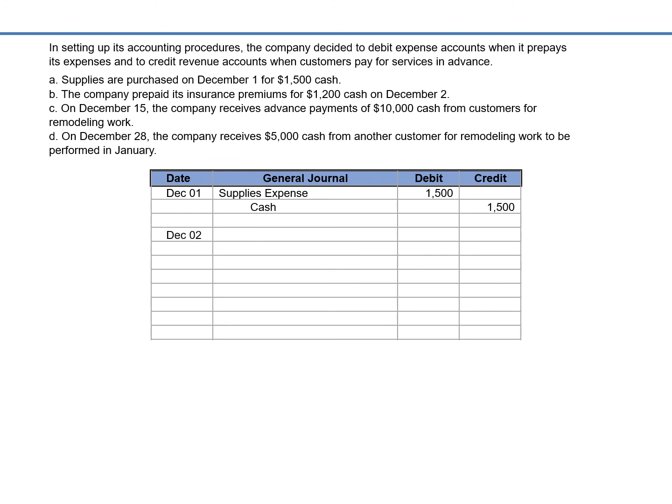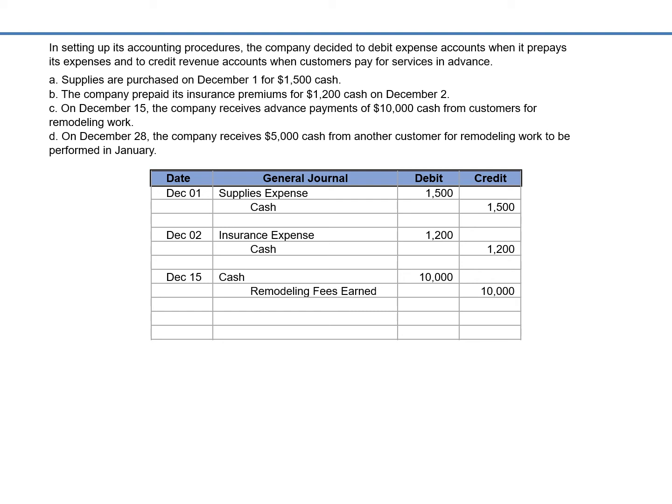And then letter B, company prepaid its insurance premiums for $1,200 cash on December 2nd. So we have insurance expense, we debit expense to increase it, and we have cash, we credit cash to decrease it. Then letter C, on December 15th, the company receives advance payments of $10,000 cash from their customers. So they receive cash. To increase cash, we debit. And normally advance payments would go to unearned revenue account, but they tell us they record it to revenue. So we have remodeling fees earned of $10,000.